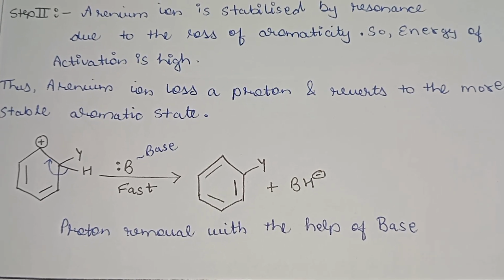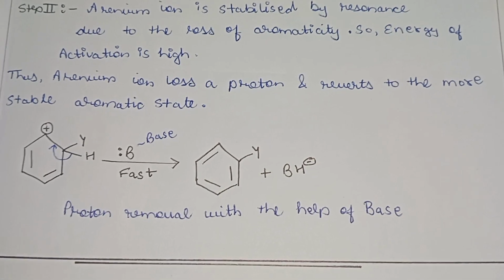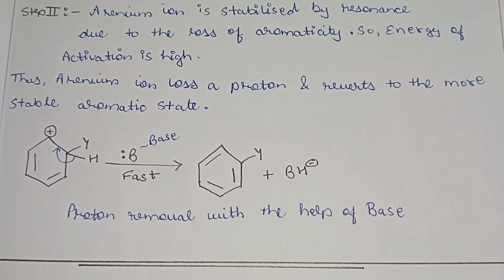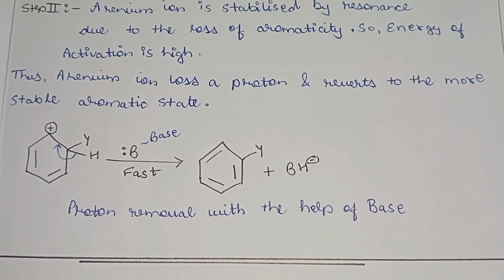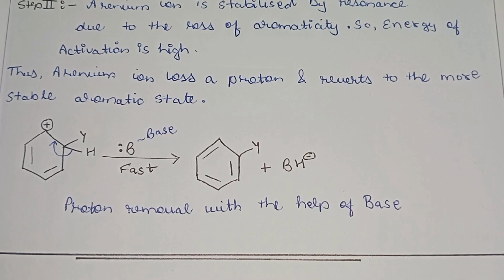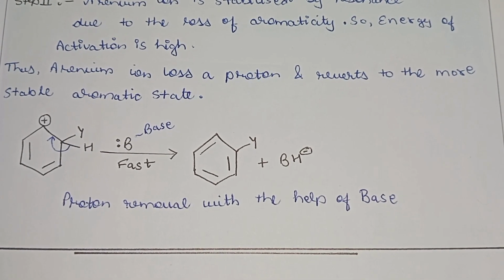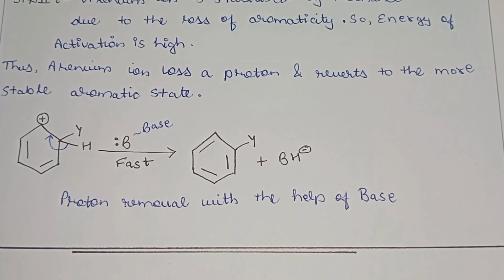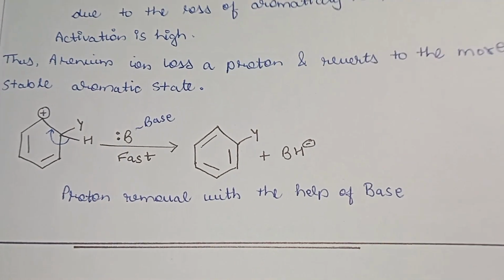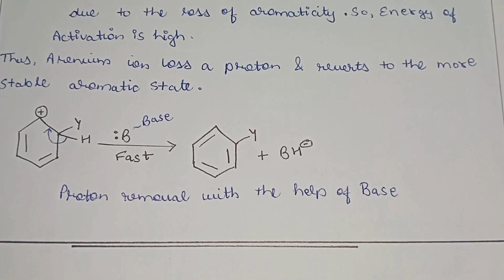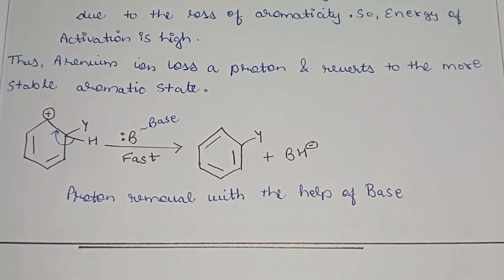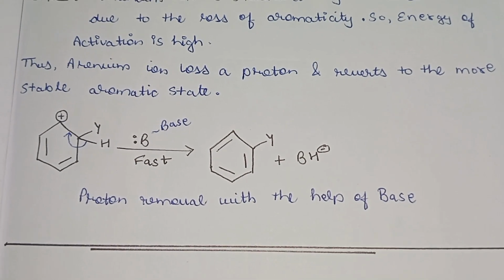This is the second step of arenium ion mechanism. Arenium ion is stabilized by resonance. Due to the loss of aromaticity, energy of activation is high. Thus, arenium ion loses a proton and reverts to the more stable aromatic state. This is the second step in which arenium ion loses a proton and gains its aromaticity.